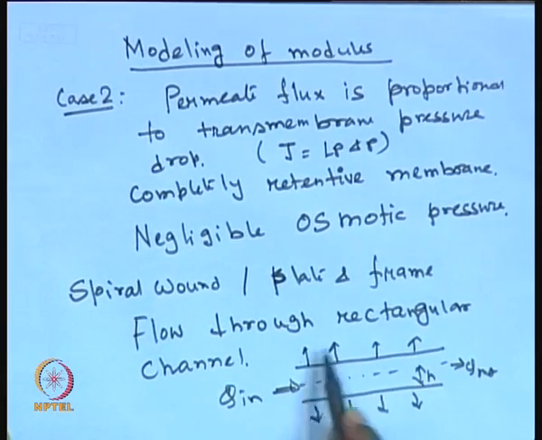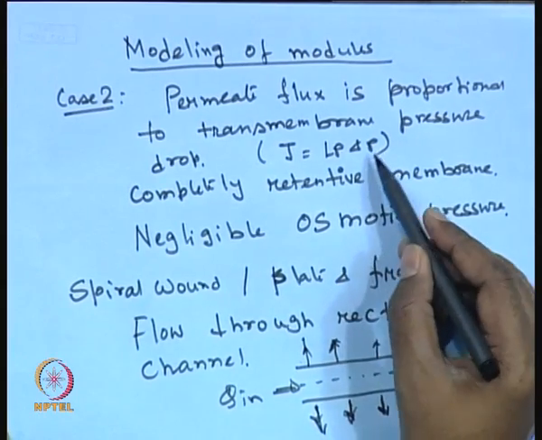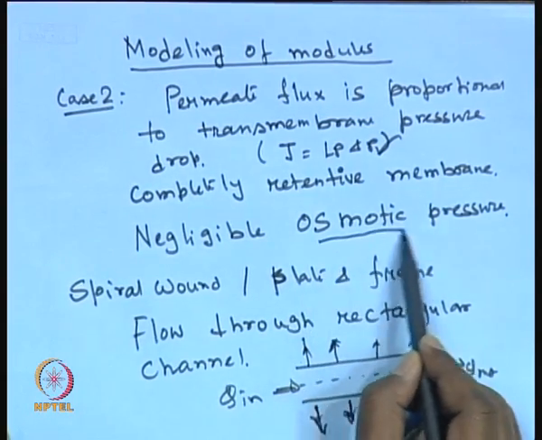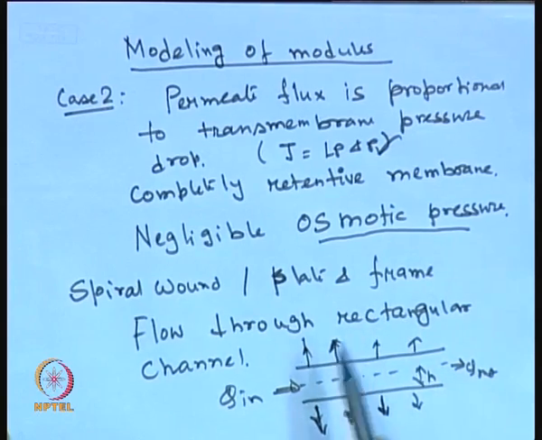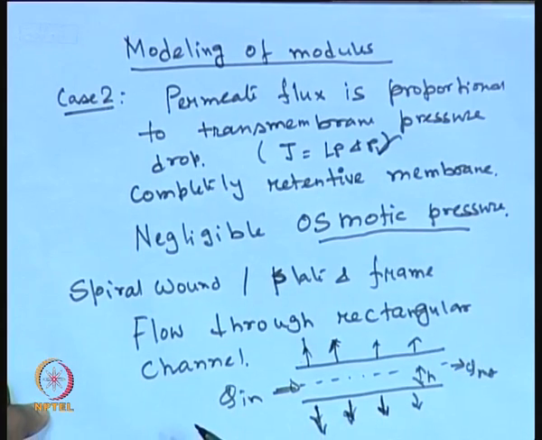In this case, in fact, this Jw is not constant, it will be a function of x simply because the delta p is a function of x in this case as well. But this is still not a realistic case because we are neglecting the osmotic pressure effects. So, in the next case, case number 3, we will be dealing with that. But before that, let us solve this case because we can have an analytical solution and see how it works out.